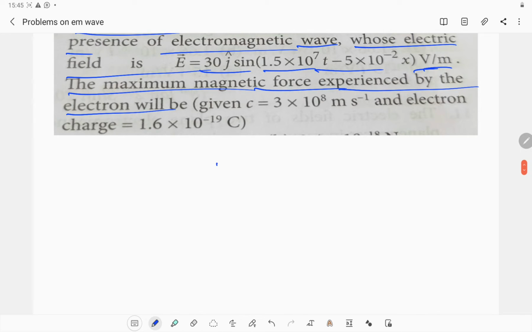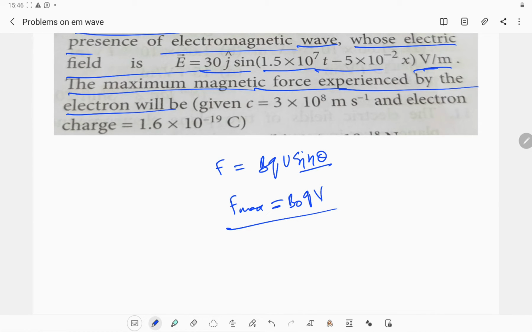Here the magnetic force acting on a charge is F = BQV sin theta. For the maximum magnetic force, the magnetic field is at its maximum magnitude, B naught, and theta is 90 degrees so sin theta is 1. This is F maximum = B naught times Q times V. But c = E naught by B naught, so B naught = E naught by c. This becomes F maximum = E naught by c into Q into V.